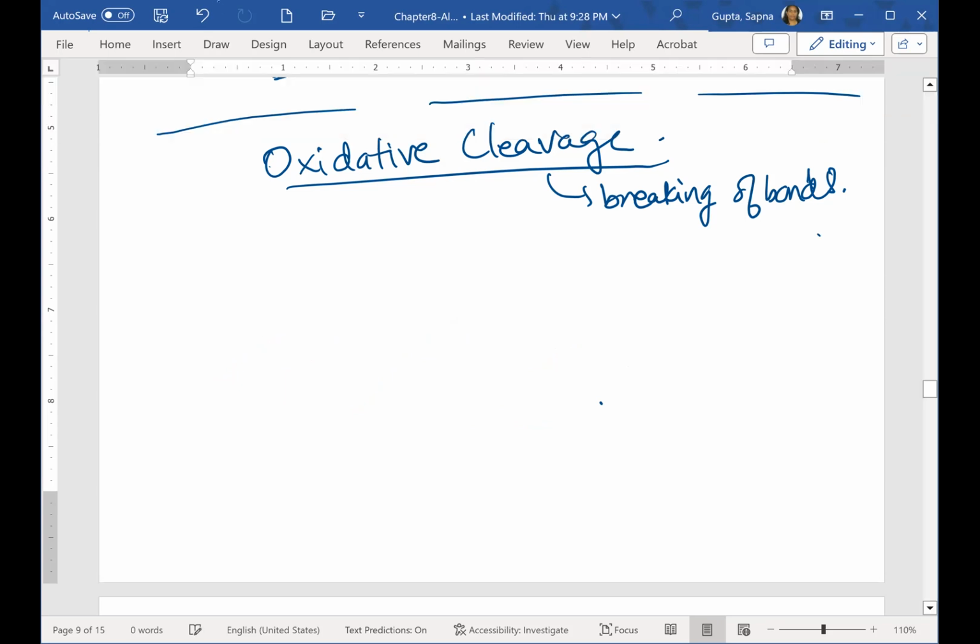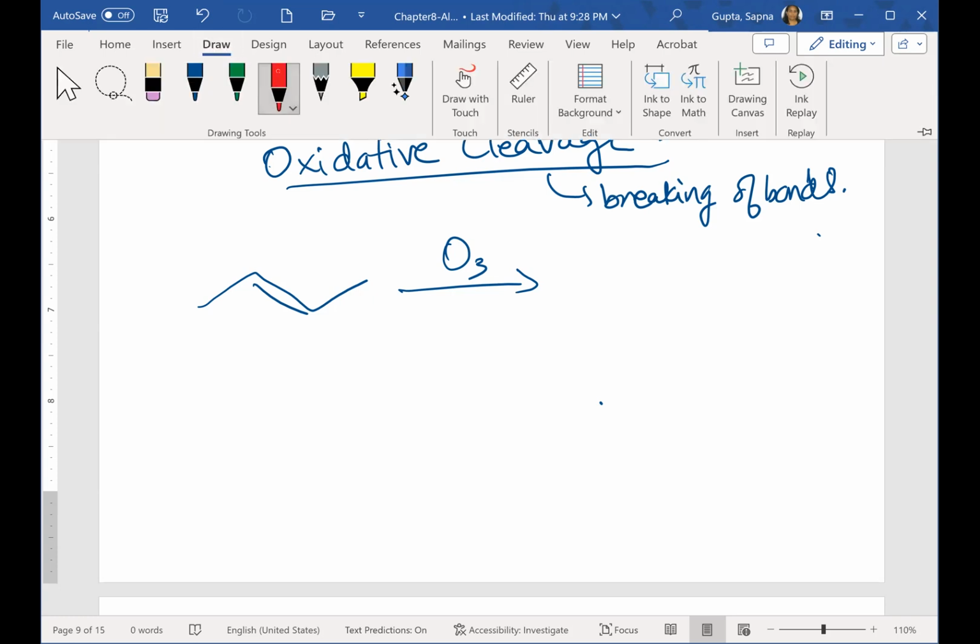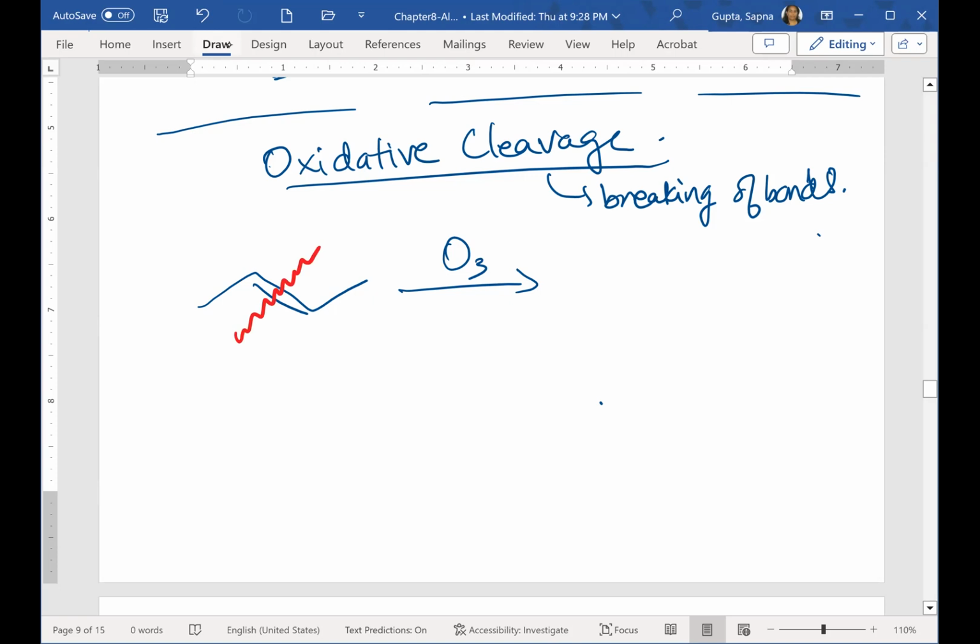Okay, so let's talk about this breakage of bond over here. If you take an alkene like this and you treat it with ozone, ozone is three oxygens, right? Oxygen by itself is O2, but ozone is O3. If you do this, then the double bond is going to cleave. So now it really is going to break. And at the double bond, you're going to get an oxygen on either side.